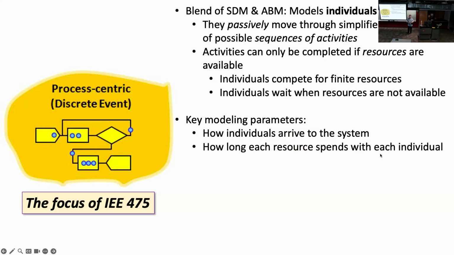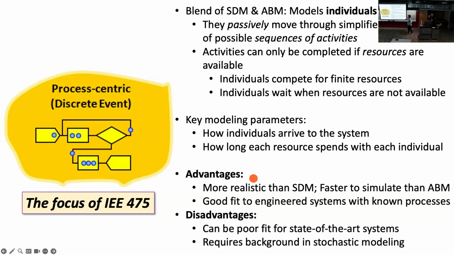The resources are the things that are inside the processes interacting with the individuals. And so how long an individual needs with a resource is an important modeling parameter. The advantages of this: you can get more realistic than SDM because you do model individuals. It's faster to simulate than ABM because you don't have to keep up. Although you're modeling individuals, you're not giving each one of those individuals their own logic. The logic still sits in the processes.